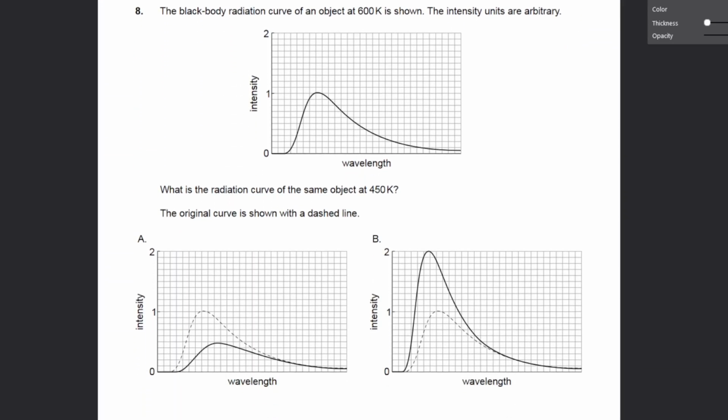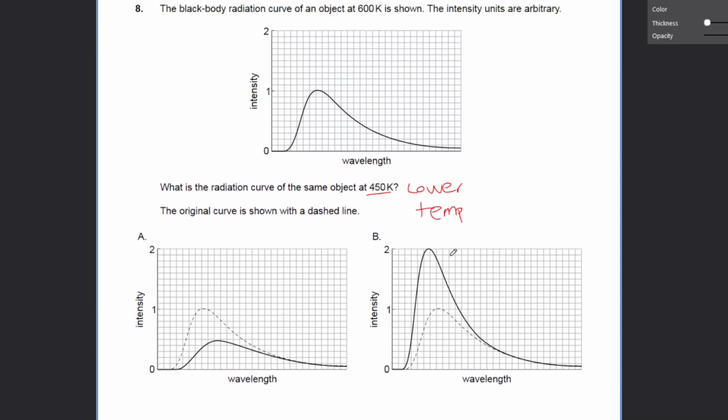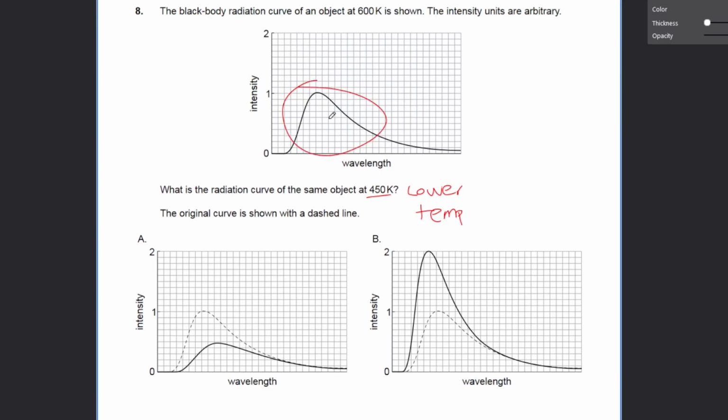All right, question 8 here. The blackbody radiation curve of an object at 600 Kelvin is shown. The intensity units are arbitrary. What is the radiation curve of the same object at 450 Kelvin? All right, so this is a lower temperature. Now, with a lower temperature, we are going to have a lower curve. So this dotted line is the original curve.